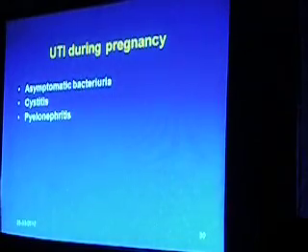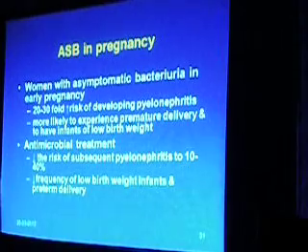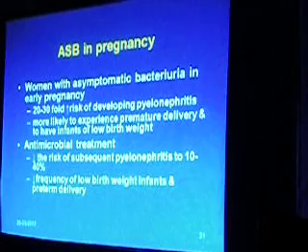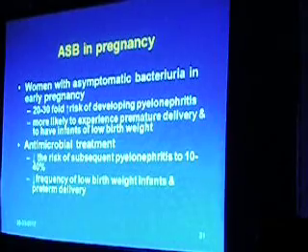During pregnancy, UTI can be due to asymptomatic bacteriuria, cystitis or pyelonephritis. Next slide. Asymptomatic bacteriuria in pregnancy needs to be treated because it is associated with an increased risk of pyelonephritis in at least 20%. And these patients are likely to experience premature delivery and problems in childbirth. And antibacterial treatment has been well established to reduce the risk of subsequent pyelonephritis by 10 to 40%.